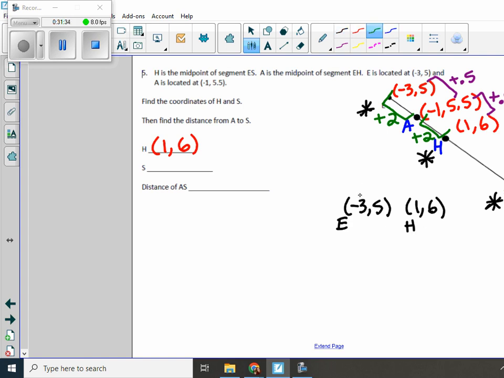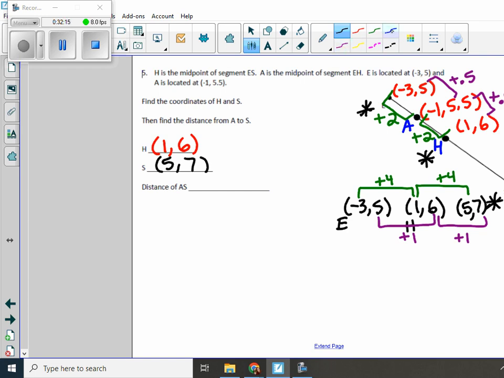So how much does it change going from negative 3 to positive 1? Add 4. How much does it change to go from 5 to 6? Just add 1, yep. Okay, so if I do that same change, what's 1 plus 4? Okay, got a 5. And then what is 6 plus 1? 7. Okay, so we got S is at 5, 7.